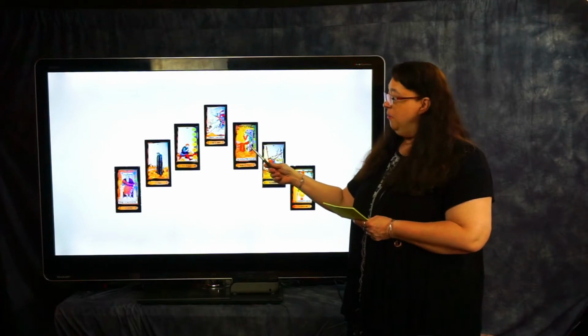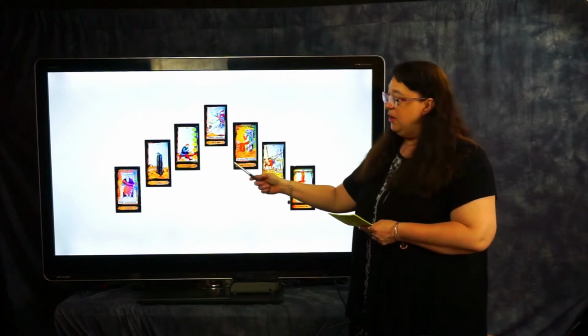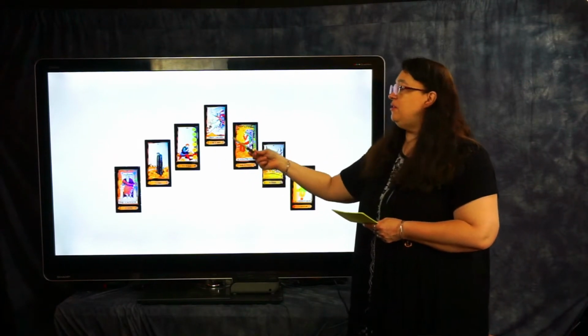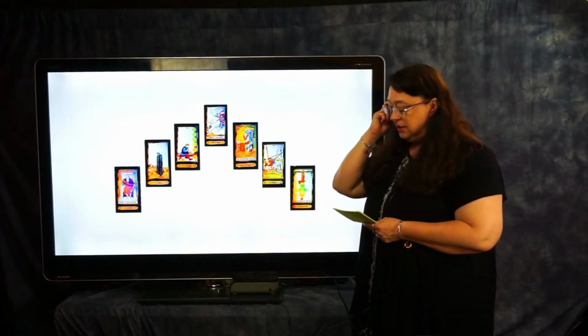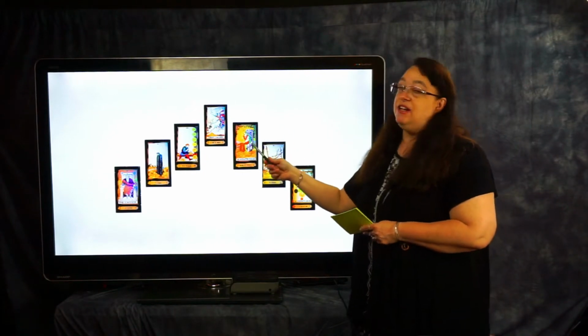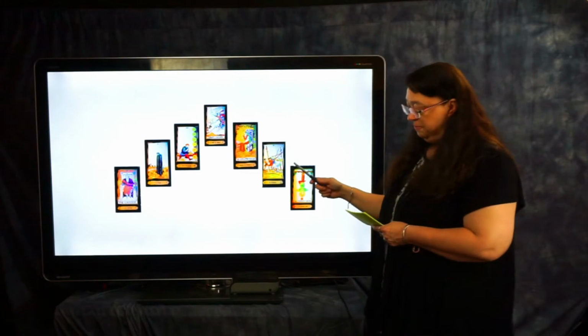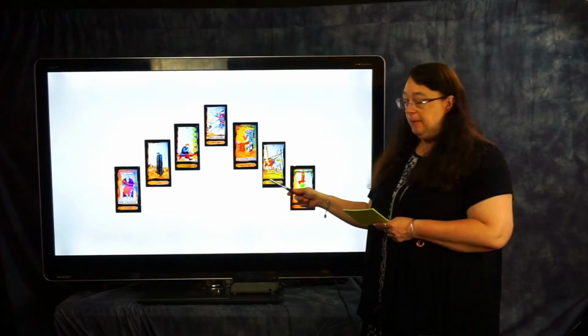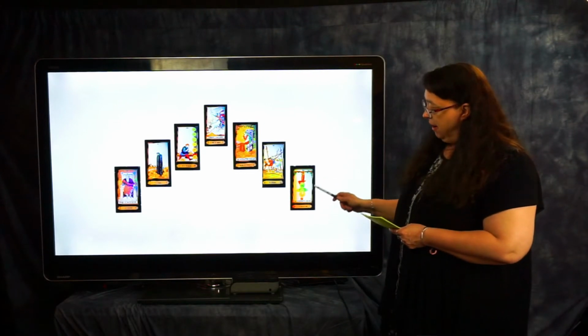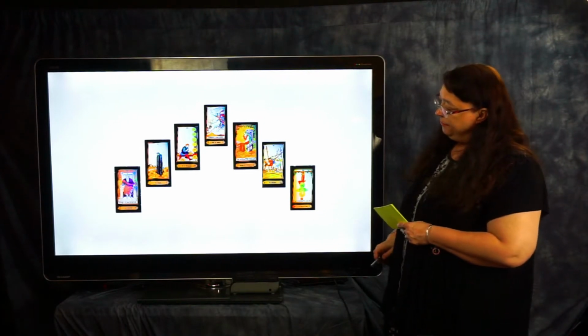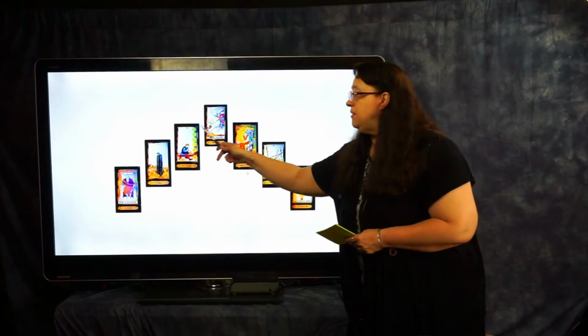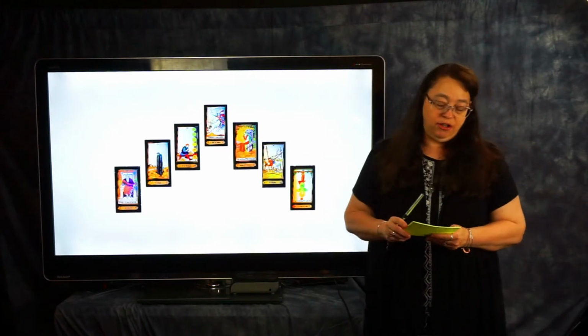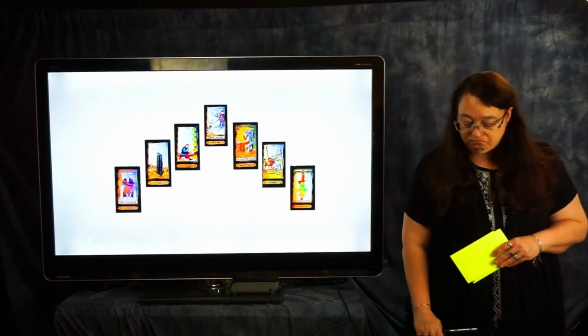Then we go on with extreme influences. So you have influences over here, and then these are really major influences, and possibly attitudes of others towards this situation. Then this would be your best course of action that you should take. And then this is your outcome over here on the far right. So that's the progression that those cards go in.